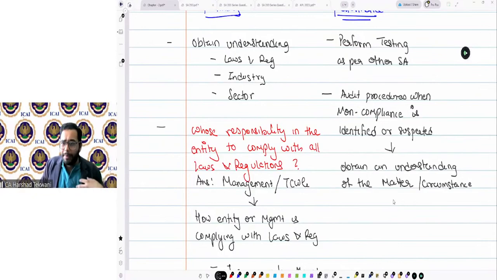Yes, there is a non-compliance. I know there is a non-compliance. But what are the circumstances under which there is a non-compliance? It's a COVID period. People are not able to comply with the due dates. If they are not able to comply with the requirements, I can understand. I will not go to the authority and say, okay, company is not filing the return, please do something. No. Understand the circumstance. Understand what the scenarios are. What is the non-compliance here and why is the non-compliance here?